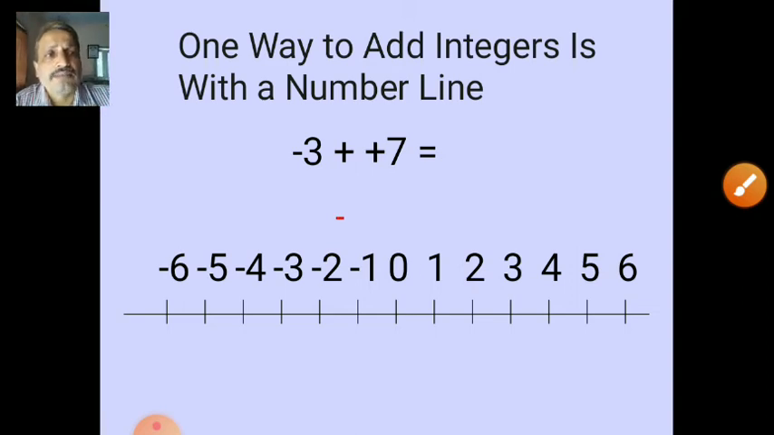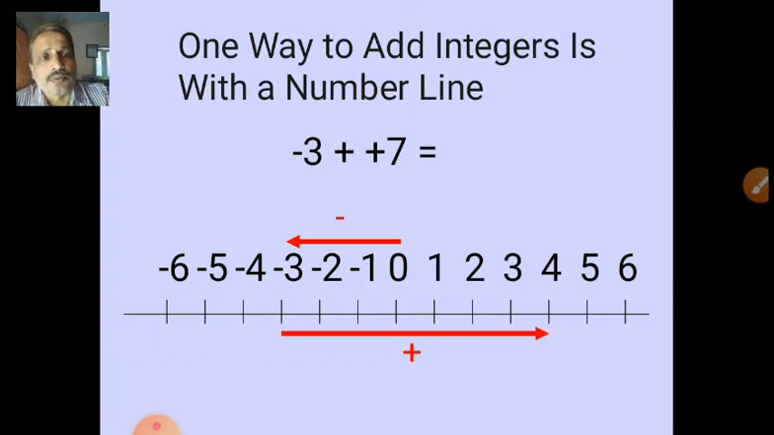Minus 3, left side, 3 steps. From there you have to move right side 7 steps. That will give us a 4. Yes, 4 is the answer. But which type of 4? Plus 4.